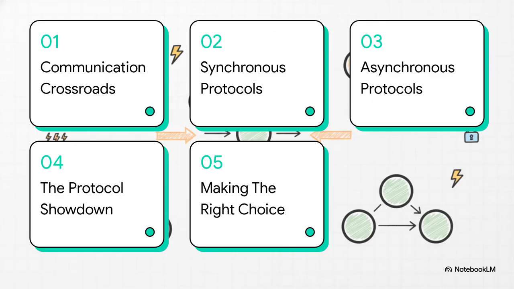So here's our game plan for today. We're going to start with the big picture choice that really frames everything else. Then we'll get into the two main styles of communication, that's synchronous and asynchronous. After that, we'll see how they stack up against each other, and we'll finish up with a super practical guide to help you pick the right tool for the job.